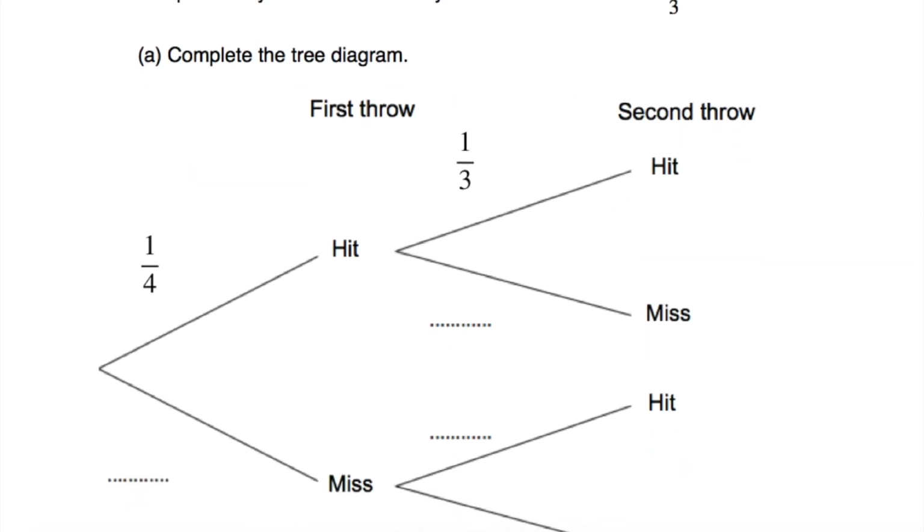And part A says complete the tree diagram. So the probability that she hits the bullseye on her first throw is 1/4. So the probability that she misses it on her first throw would be 3/4, because they have to add together to be 1. And if we do 1 take away 1/4, that would be 3/4.